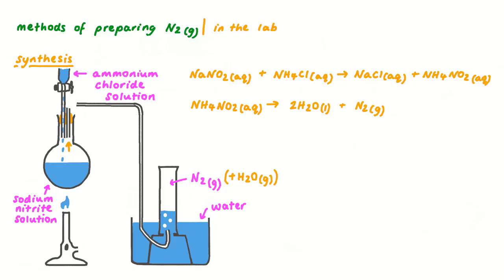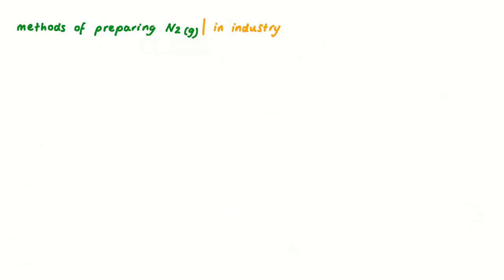So we have shown that the heating of ammonium chloride solution and sodium nitrite solution produces nitrogen gas. We can represent the fact that heat was required for this reaction by using a capital delta. Both the from-air and synthesis methods mentioned are used on a reasonably small scale. To make tons of nitrogen, a different method is used.